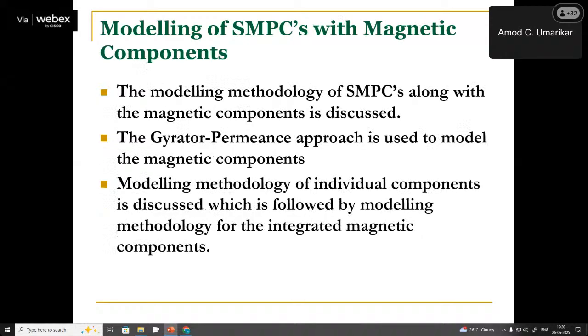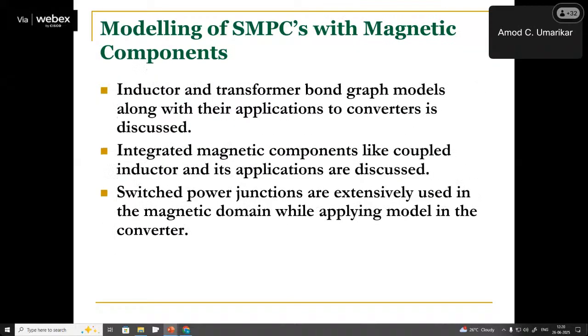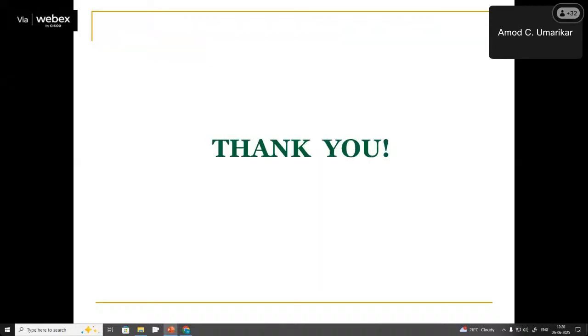So these are the things we have seen, magnetic as well as the switch mode power conversion elements. Thank you, sir. Sorry, the last important part I have rushed through, but I think if time permits, then we could have done that.